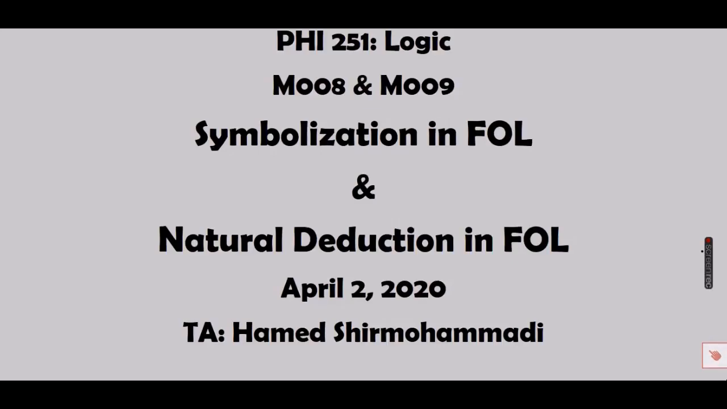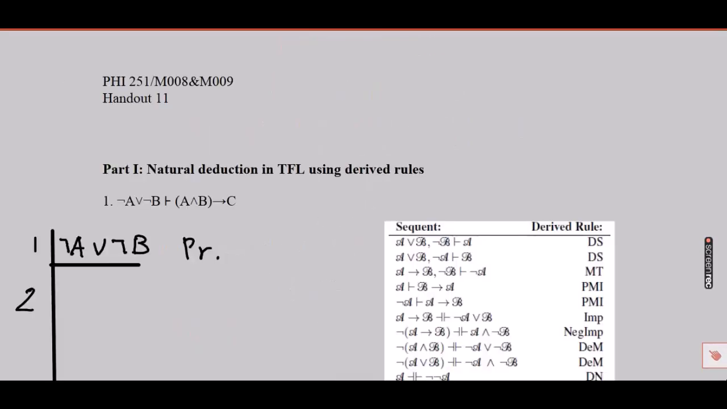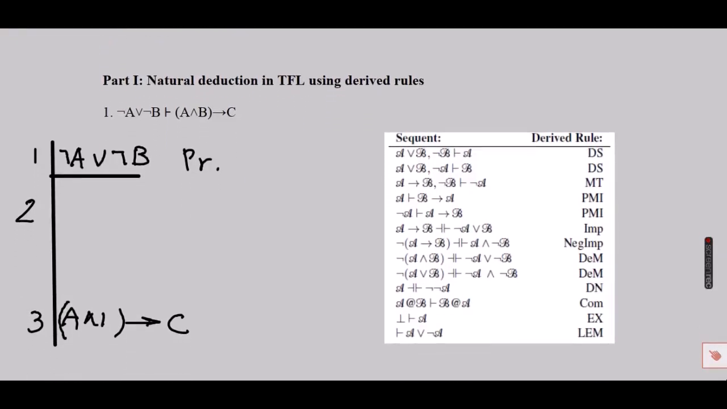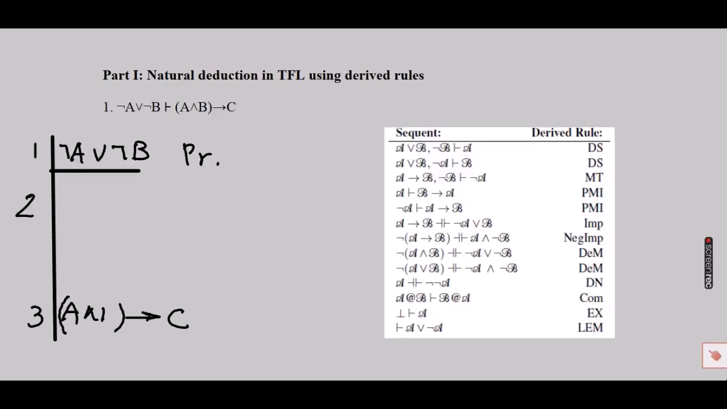Okay, so before we start doing symbolization, I want to do a couple of problems that involved using derived rules from functional logic. The reason I'm doing this is that there are a couple of deductions on the homework, which is due on Friday, that involved using derived rules. So I thought it's a good idea to remind everybody how these rules work.